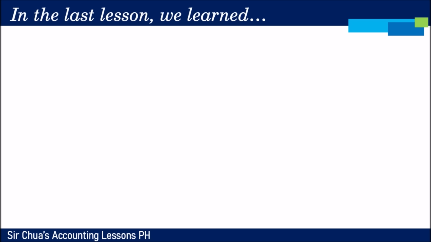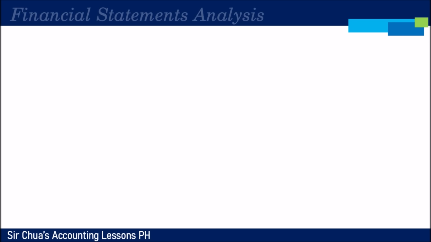In the last lesson, we learned about horizontal and vertical FS analysis. So you learned how to check the peso change and the percentage change, and then the component analysis or the common size analysis with the use of the vertical FS analysis. And now we are ready to learn the part 2, which is ratio analysis.